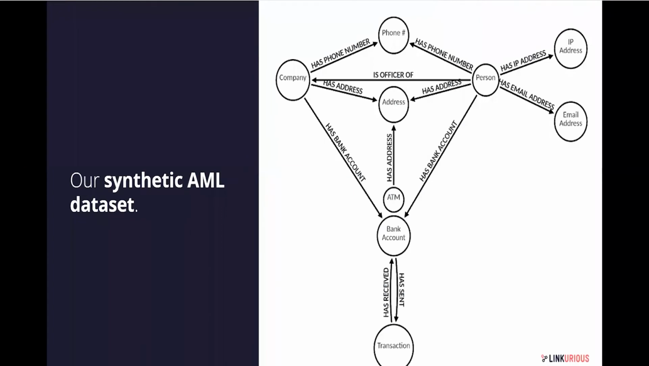But first, a quick word about that demo. So we have built a fake data set, and that fake data set consists of about 3 million nodes and some 40 million relationships. Within our graph, we have clients, companies, addresses, emails, phone numbers, bank accounts, IP addresses, ATMs, and transactions. And you can see with the schema on the right, all these different things are interconnected.